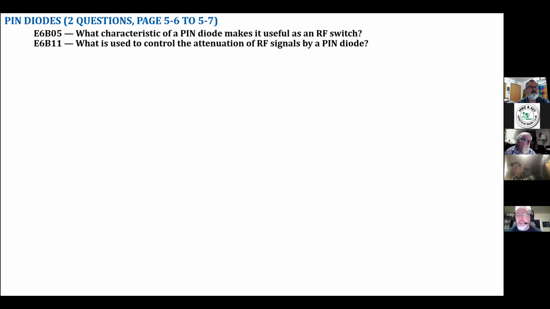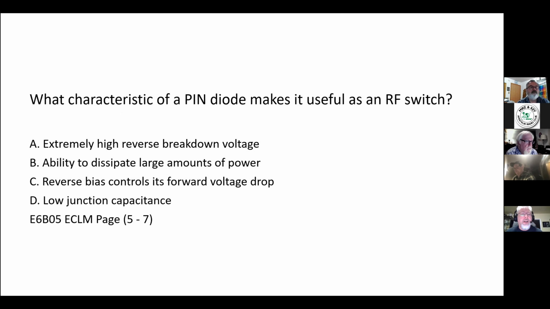Two pin diode questions. What characteristic of a pin diode makes it useful as an RF switch? A, extremely high reverse breakdown voltage. B, ability to dissipate large amounts of power. C, reverse bias controls its forward voltage drop. Or D, low junction capacitance. Delta is the correct answer, low junction capacitance.